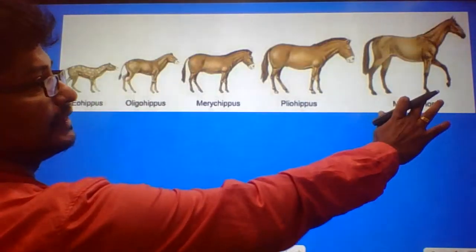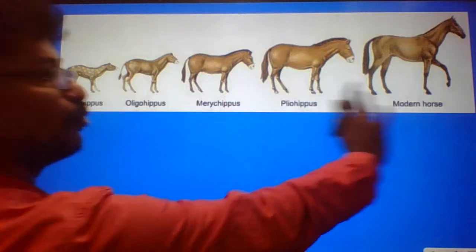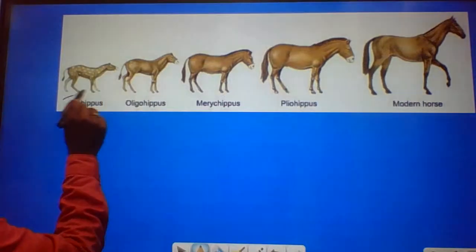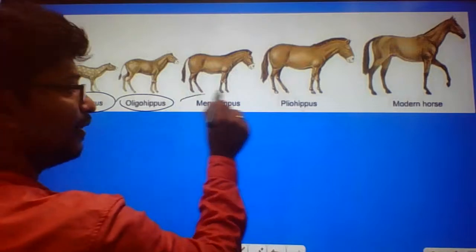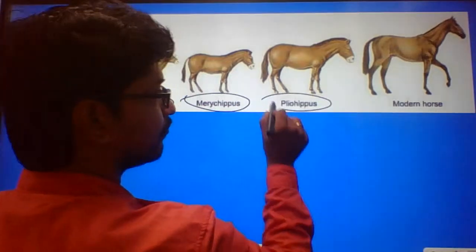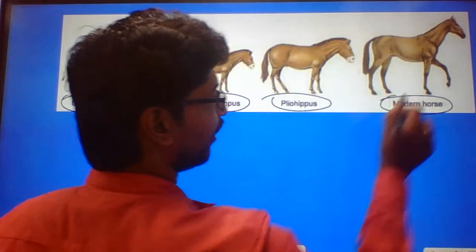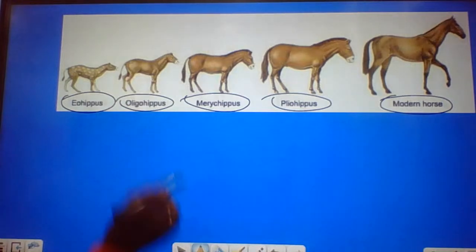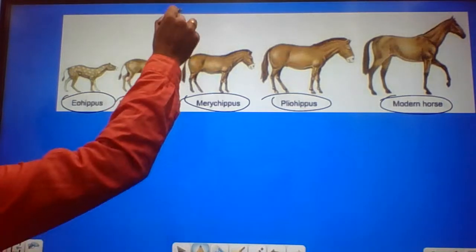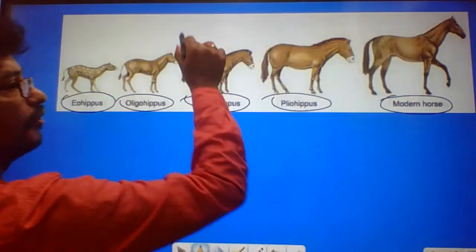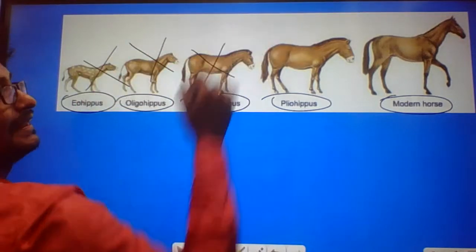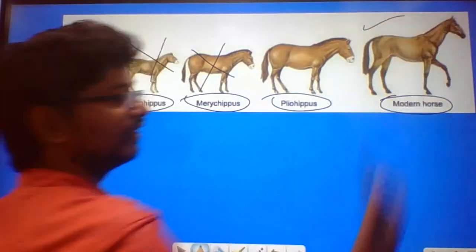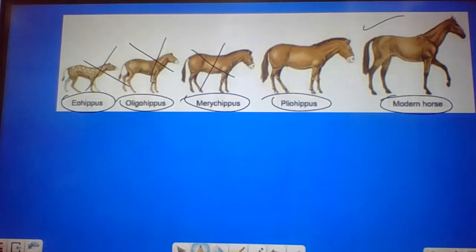In the same way, you can see in the case of the horse also, Lamarck tried to prove it. Initially, the types of horses were Eohippus, Oligohippus, then Merychippus, then Pliohippus. Now only you can see the modern horse. Again, this was disproved by Darwin: those species which couldn't adapt to the new environment were not selected by nature and became extinct. Only the modern horses survive.